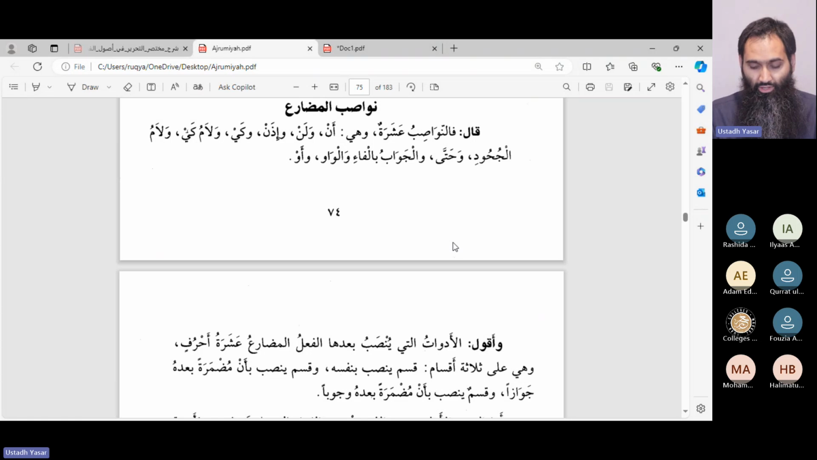So nawasib al-mudari. They say that this is probably the most difficult chapter in the book. And then after it in difficulty comes the next one, which is Jawazim al-Mudari. Jawazim is a bit simpler than Nawasib, but they are a bit challenging. That's why I'm not going to rush through these two chapters. We're going to take it easy, go at your pace, inshallah, so you can have a good understanding. So there's no rush.